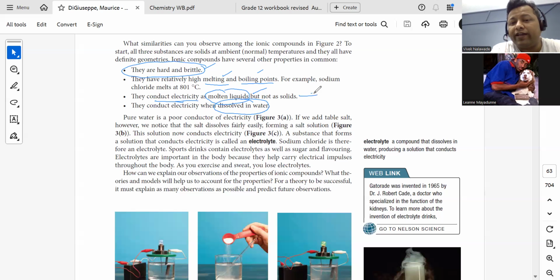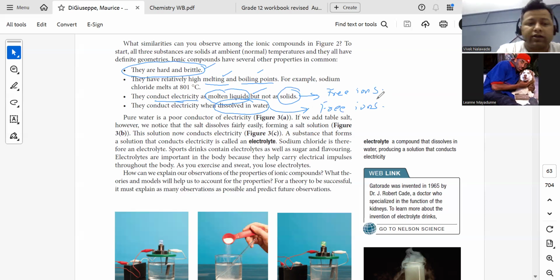What you do is you heat these solids, the ionic compounds, to a very high temperature, and they will get converted to liquid, and that liquid can easily conduct electricity because when you heat them, they have free ions. Does that make sense? So only when they are molten liquid or dissolved in water, they have free ions. When they have free ions, they can conduct electricity.